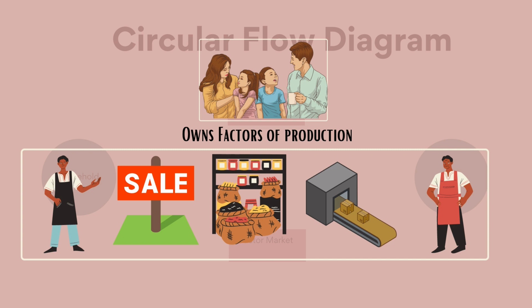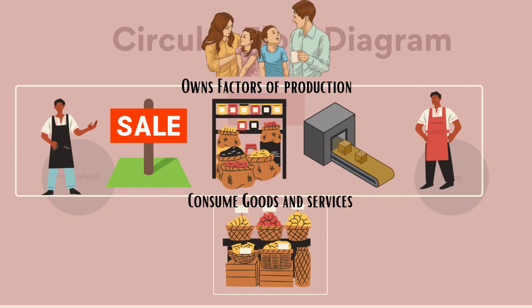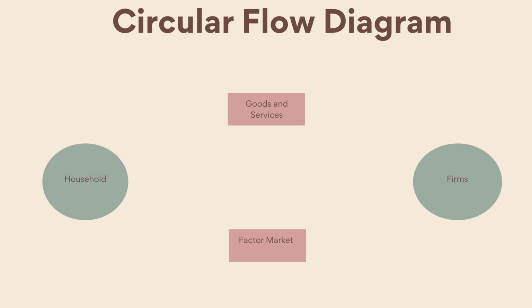Okay, so, in simpler terms, when we talk about household, sila po ang may-ari ng factors of production. So, sa kanila natin makukuha yung mga hinahanap nating mga inputs. Okay? Next is, they consume goods and services. Okay? So, in a household, syempre, para mabuhay yung household natin, kailangan niya ng goods and services. So, paano gumagana itong circular flow diagram po natin?